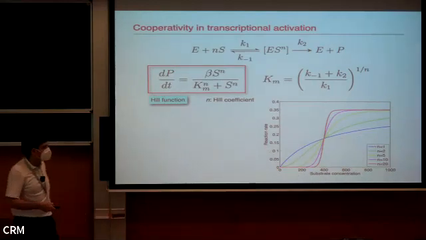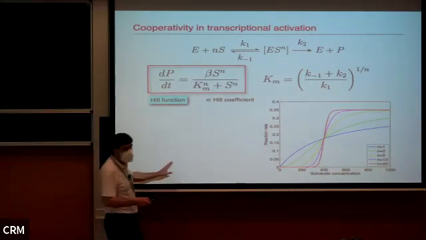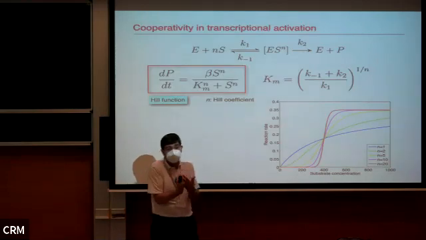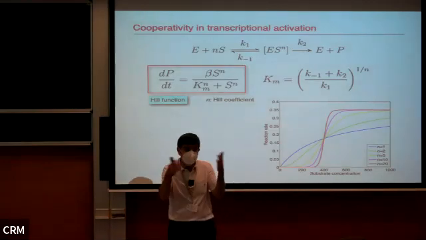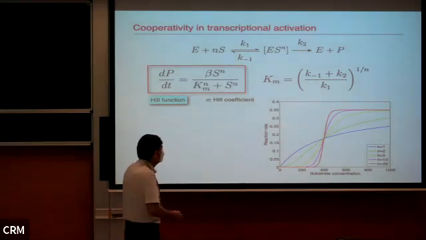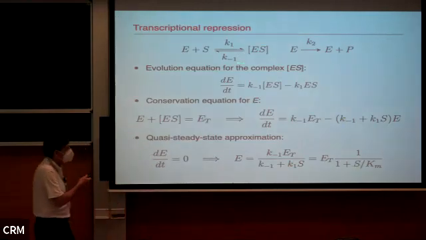Now, this is for activation. But of course, we know that some genes, some proteins can repress. You remember we had the two signs, and we need the two signs. How do we do it? And you can repeat the whole calculation.